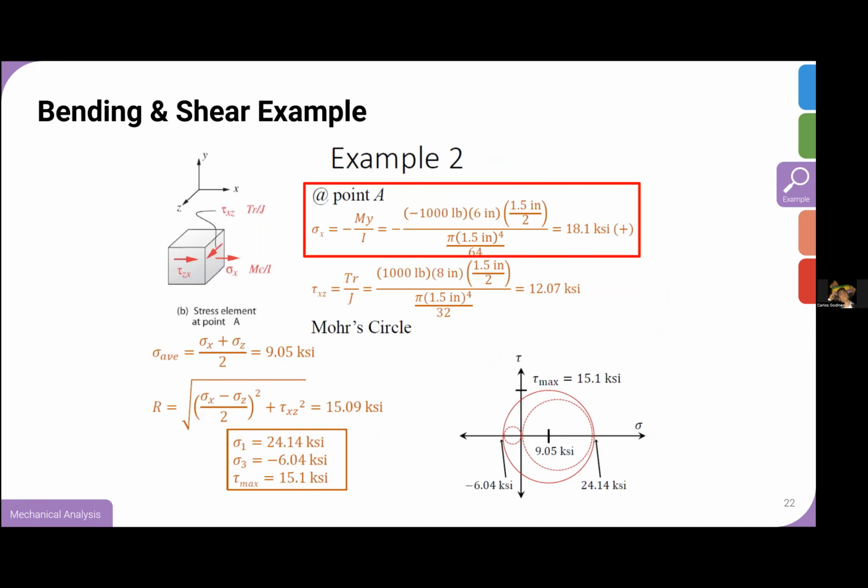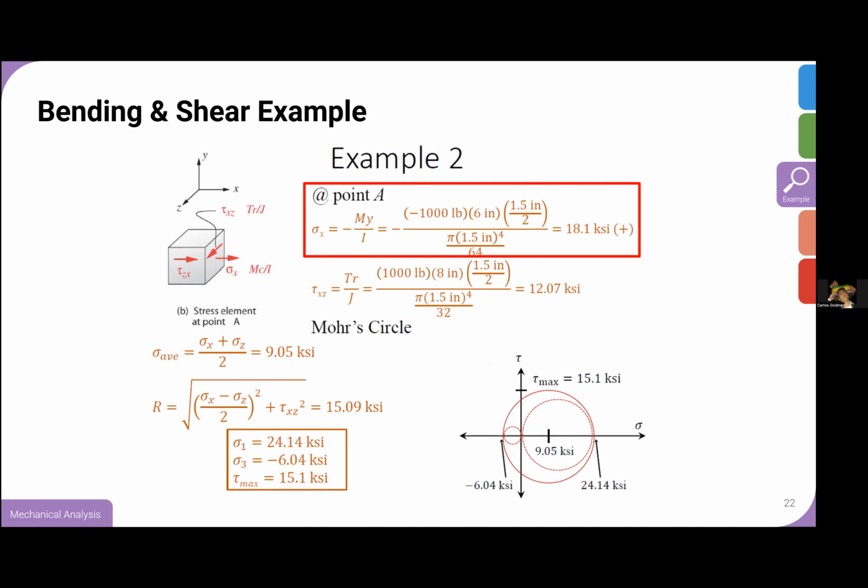Okay. So for point A, I should have included the actual free body diagram here, but you guys can pull that up on your slides. Point A was that top part of the bending stress formula. So here is that form factor. So My, we had 1,000 pounds acting downward. Our moment arm was 6 inches. And the diameter of the circle was 1.5 inches, so we just take half of that for our Y term, the distance from the centroid.